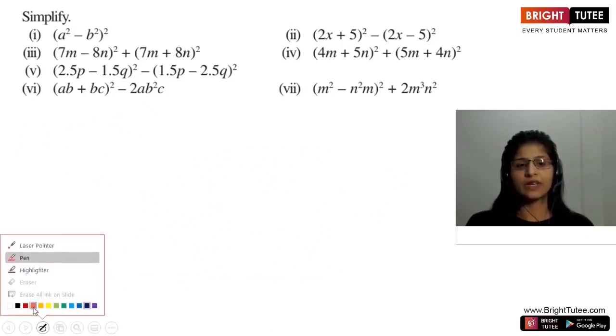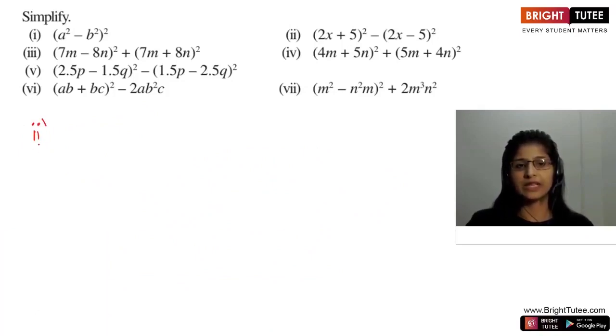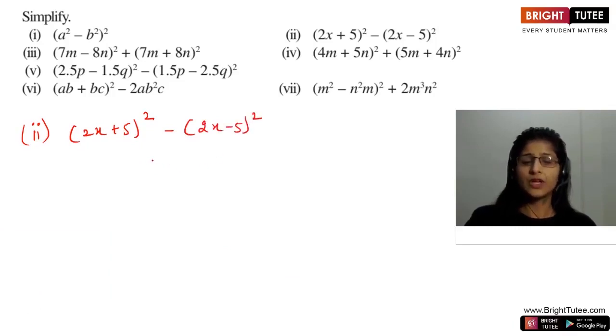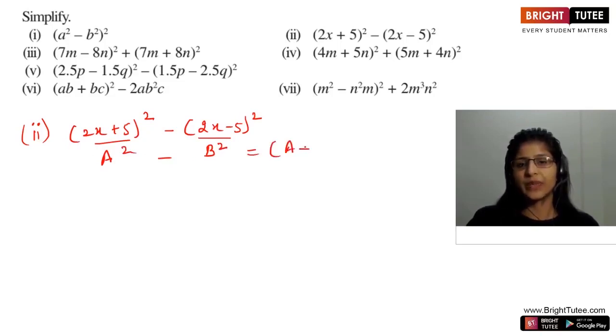In the next part, that means the second part I am talking of, what are we given with? (2x plus 5) whole square minus (2x minus 5) whole square. So how is it given? It is of the form a square minus b square, because see, a square minus b square, can we use that? It is a and it is b. Yes, we can use that. It is equal to (a plus b) into (a minus b). So this is our a, this is our b.